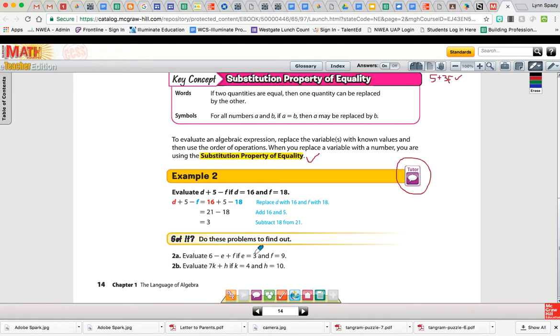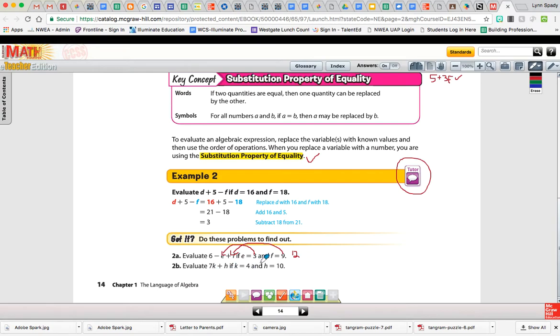But all we're doing is plugging in numbers for the variable, and then evaluating it. So if e is 3, in 6 minus e plus f, we're going to substitute that 9 in for f here, and we have 6 minus 3, which is 3. 3 plus 9 is equal to 12.